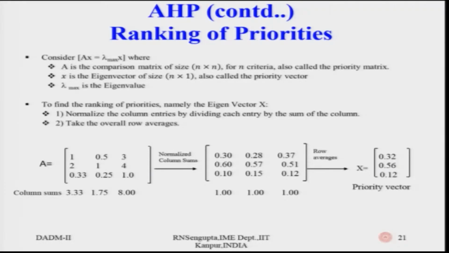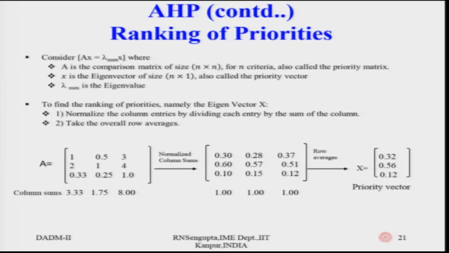So, A is the comparison matrix of size n cross n for n criteria, n decisions, whatever it is, and it is basically called the priority matrix. That means the priority values you are giving for each and every criterion or each and every decision. X would be the eigenvector of size n cross 1 corresponding to the matrix A, and it is called the priority vector, based on which you are able to prioritize the values of each and every criterion in the orthogonal direction. And lambda max would be the eigenvalue, based on which you will find out the scores for each and every decision on the criteria.